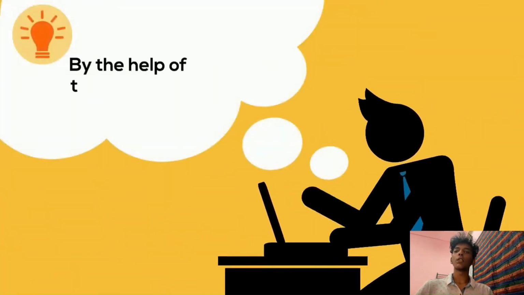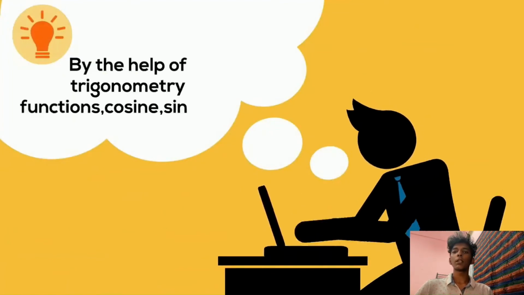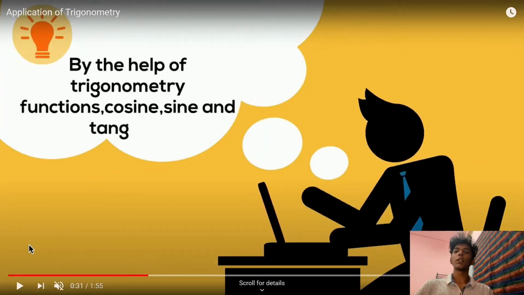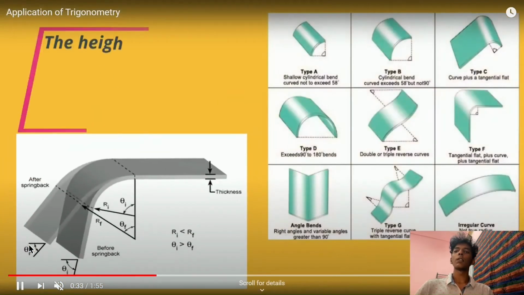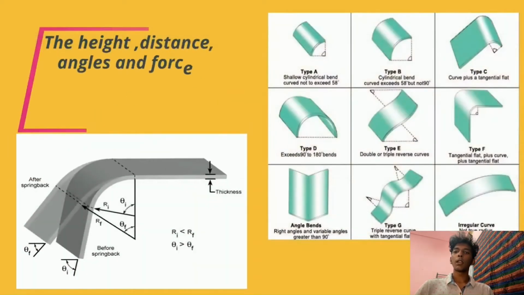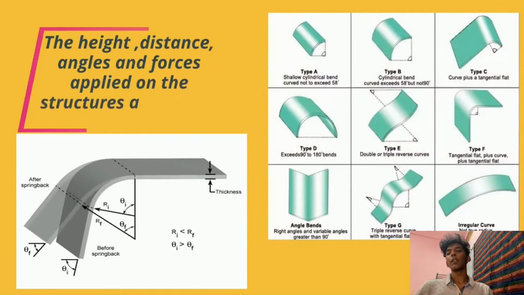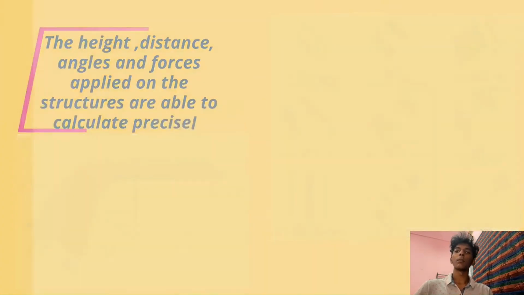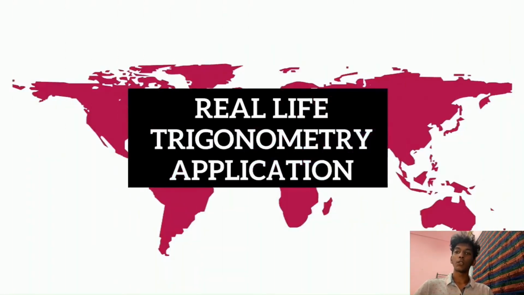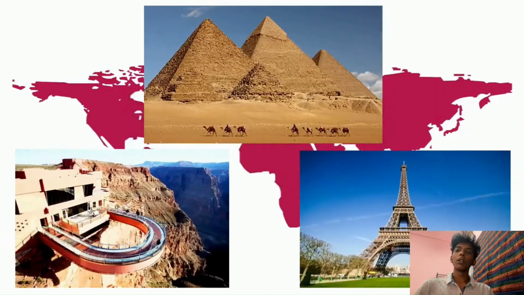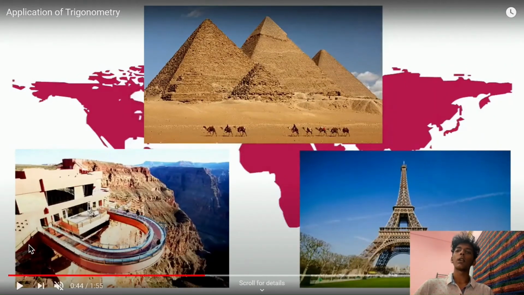So by using trigonometry functions, the sine, tangent and cosine rules, they can determine the perfect height, angle and force that should be applied on the object. So let's look into real life applications.